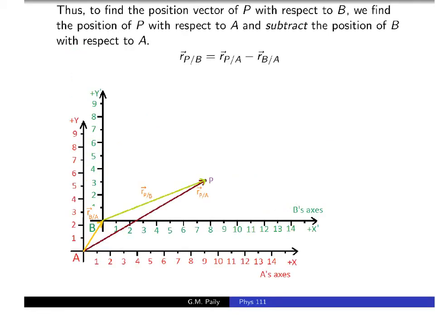So, to find the position of P with respect to B, one way of doing so is to find the position of P with respect to A and then subtract the position of B with respect to A. This makes sense if we look at the picture. To get the position of P with respect to B, we look at the position of P with respect to A, but we realize it's a bit too big, and we have to subtract the contribution of B with respect to A, leaving us with just P with respect to B.